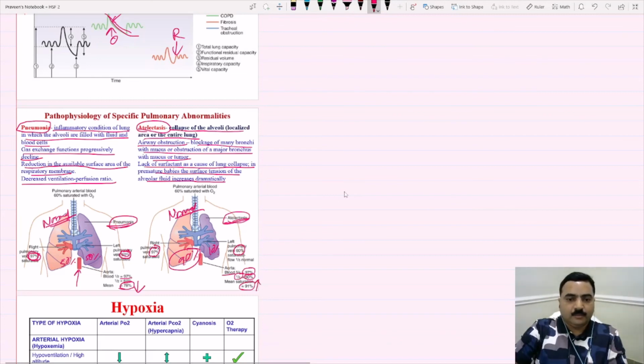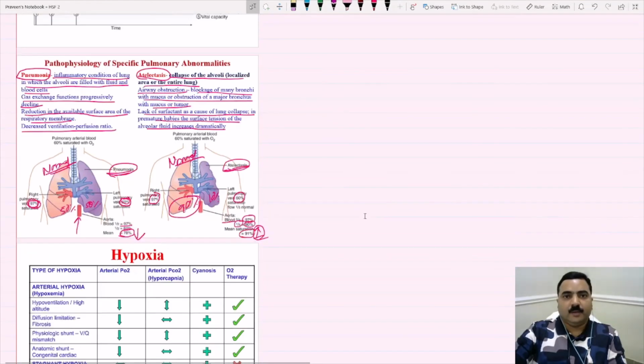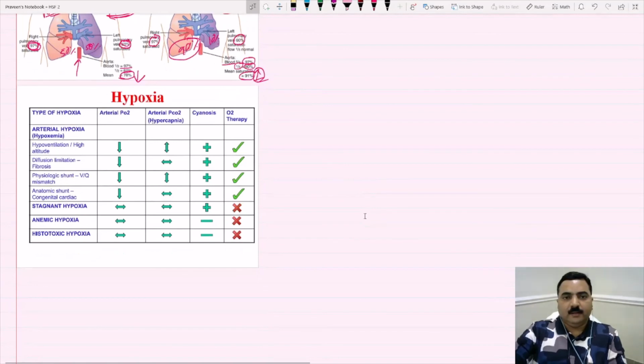This is almost equal to the normal percentage. Normal 97% saturation, you can see. So that is the one classical difference between pneumonia and atelectasis. In pneumonia there will be a major decline in the partial pressure of oxygen, or the oxygen saturation in the blood, or the oxygen content in the blood will be markedly dropped compared to that of a pneumothorax or atelectasis.